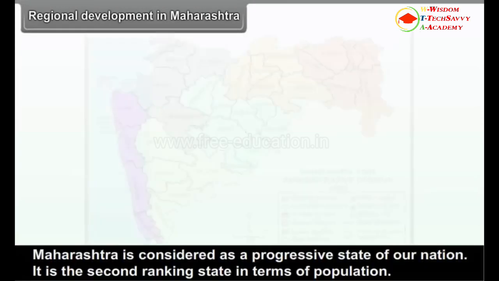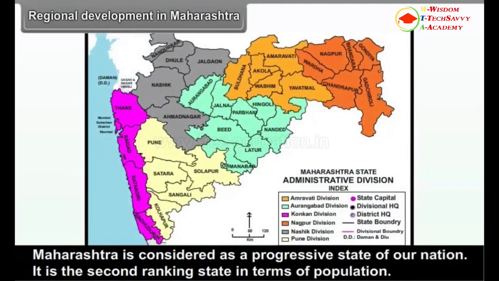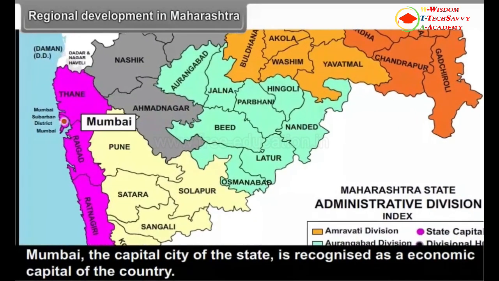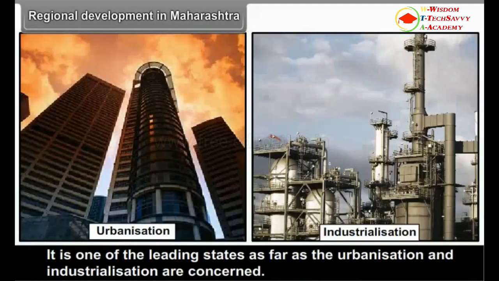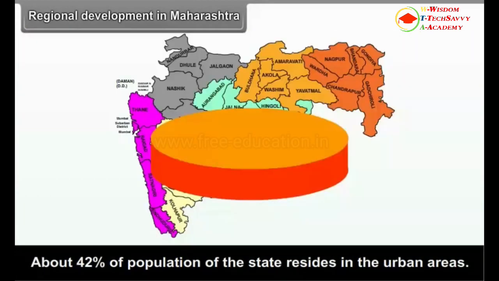(8.4) Regional development in Maharashtra. Maharashtra is considered as a progressive state of our nation. It is the second ranking state in terms of population. Mumbai, the capital city of the state, is recognized as the economic capital of the country. It is one of the leading states as far as the urbanization and industrialization are concerned.